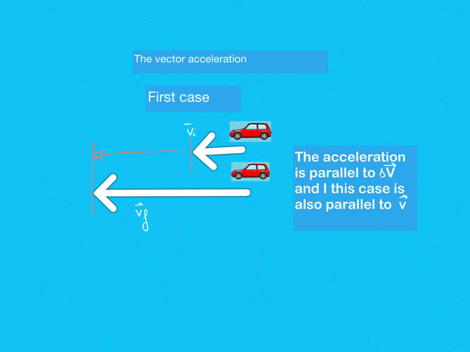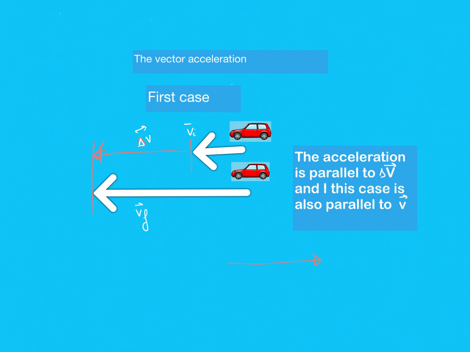Well, this depends on how you define the positive direction. If you define the positive direction to the right, this is a negative change in the velocity, because the change in the velocity is to the left. Okay, now, where is the acceleration?